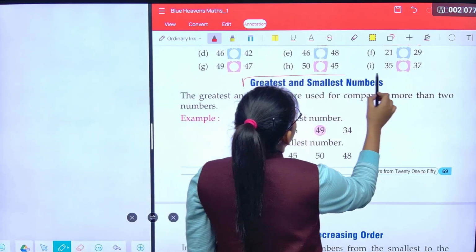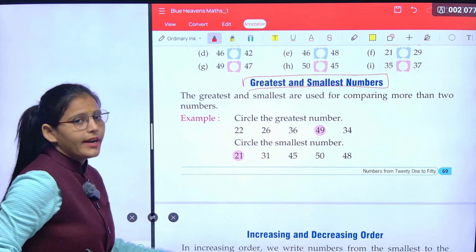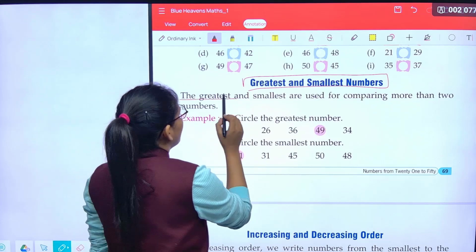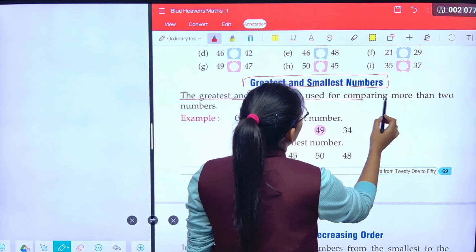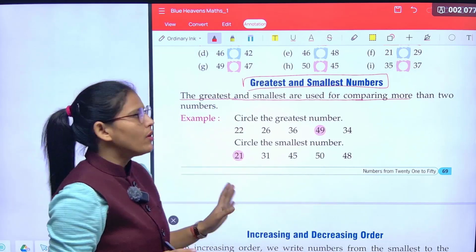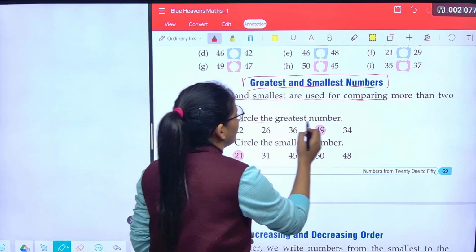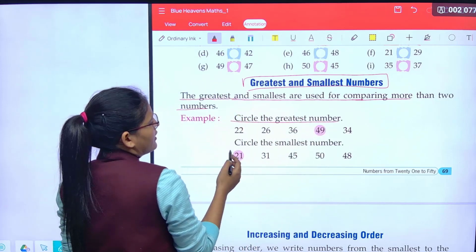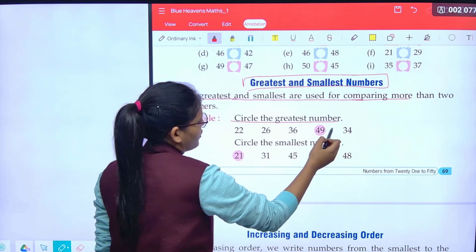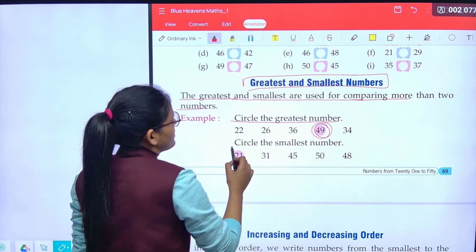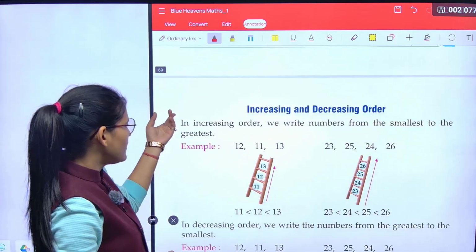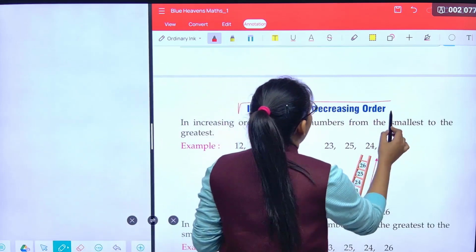Now class, greatest and smallest numbers. Yes class, the greatest and smallest are used for comparing more than two numbers. Class, circle the greatest number. It is 26, 22, 26, 36, 49, 34. So it is 49. Circle the smallest number, it is 21. Understand?